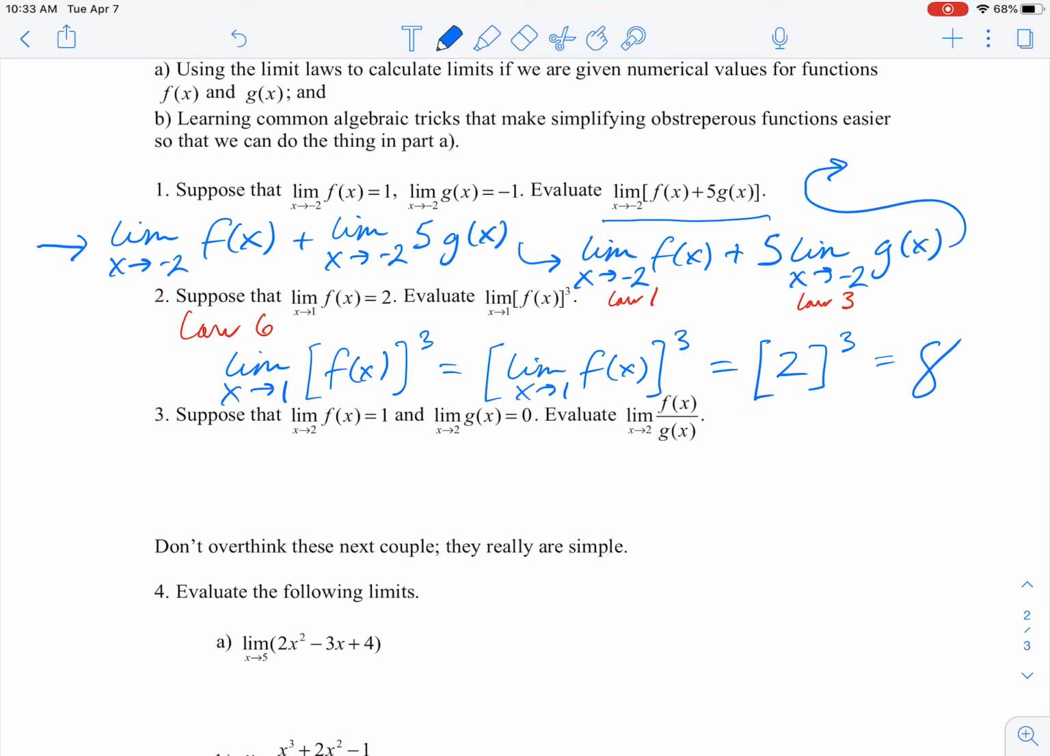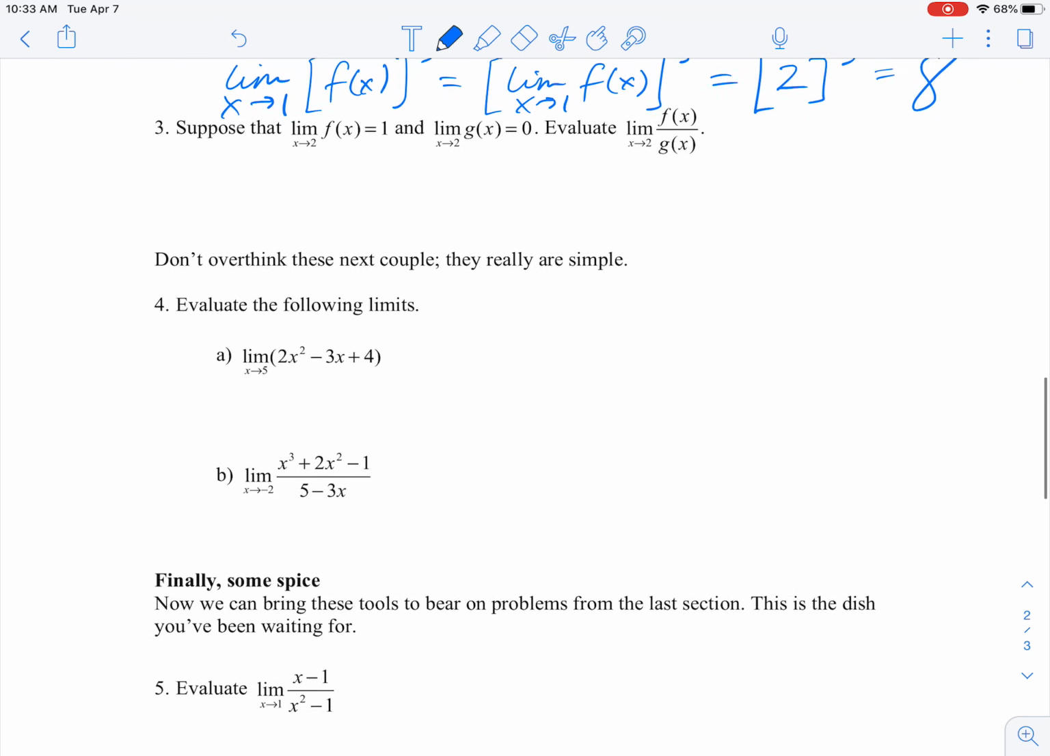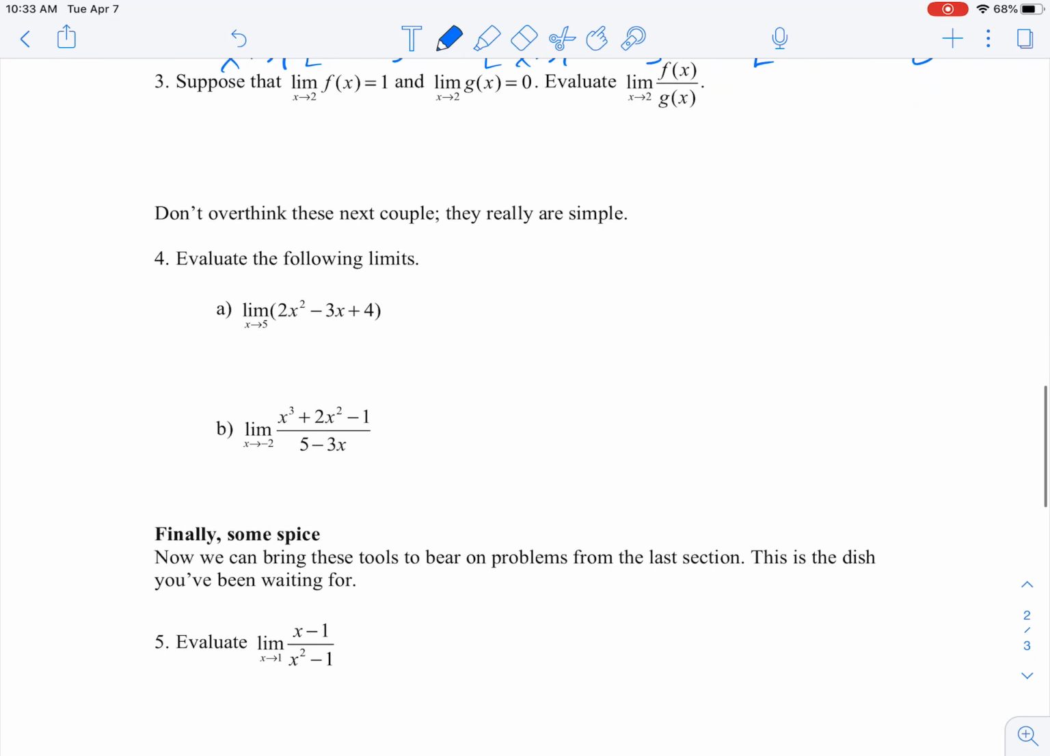Speaking of final answers, I must have been distracted by unhappy children in the background of my house because I never did the final answer for number 1. Let's run that. So that looks like 1 for the f of x plus 5 times negative 1 for the g of x. So that should give me 1 plus negative 5 is negative 4. Okay, moving on.